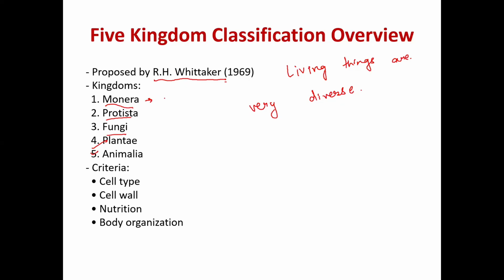Monera is basically for bacteria, the kingdom of bacteria, the microorganisms, basically prokaryotes. What is the meaning of prokaryotes? Prokaryote means cells which don't have a well-developed nucleus, they don't have a nucleus.